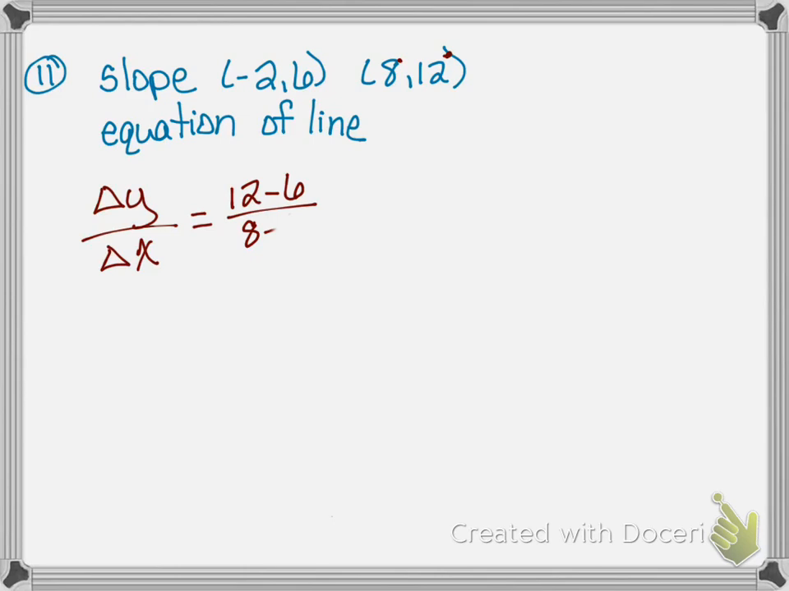Then for my change in x's, I've got 8 minus -2. So I've got 8 minus -2. 8 minus -2 becomes plus. Okay, we had a double negative there. So 12 minus 6 is going to be 6. 8 plus 2 is going to be 10. So my slope is going to be 3 over 5.